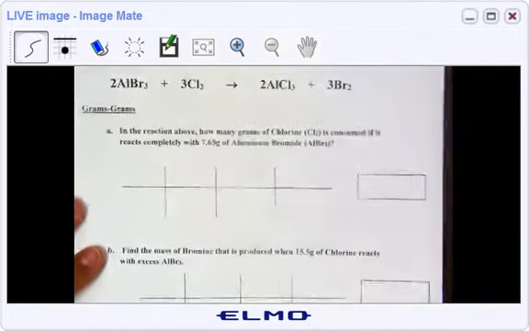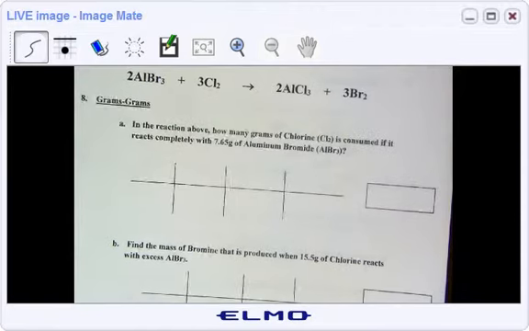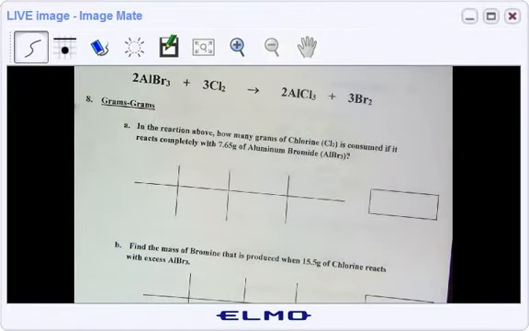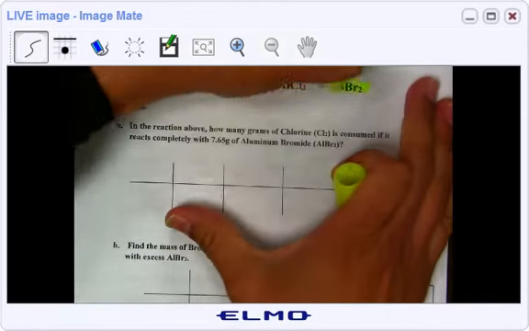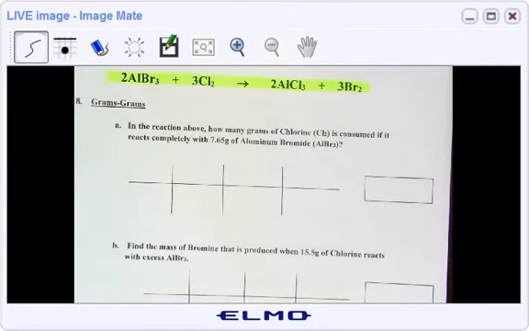Okay, let's start off at the very top. Again, I am starting off at number 8. This says it is a grams to grams. This is the equation at the top. So you will refer back to this equation for 8A and B. Let's check if it's balanced.